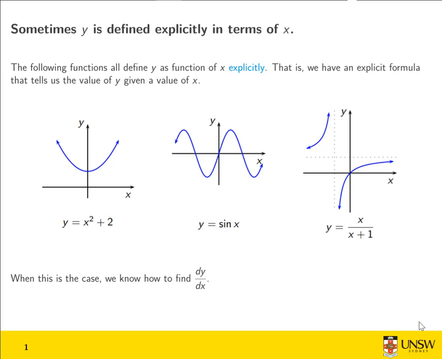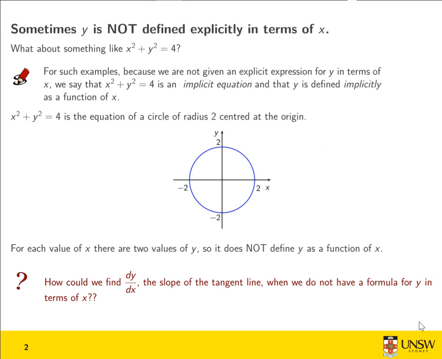So let's get started. What we usually have is a formula for y in terms of x. In this case, we say that y is expressed explicitly because it's an explicit formula in terms of x. But that is not always the case. For example, if you start with an equation which is x squared plus y squared is equal to 4, we don't have an explicit expression for y in terms of x, which is why we say that this equation is an implicit equation, implicit because we don't have an explicit formula.